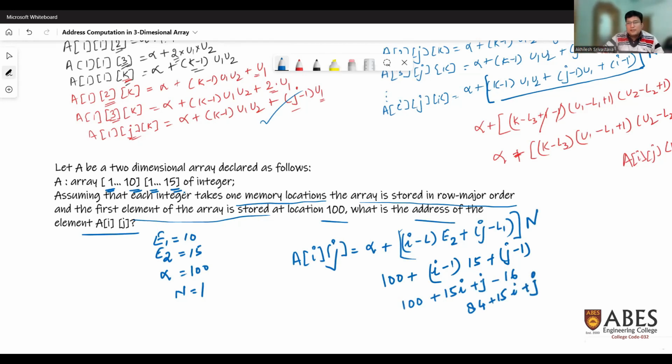So I hope this makes sense, and we have covered the column major order arrangement formula derivation, followed by the numerical on the column major order, and then we have solved a GATE question also. So I hope you can solve any of the questions related to address calculation by yourself. Thank you.